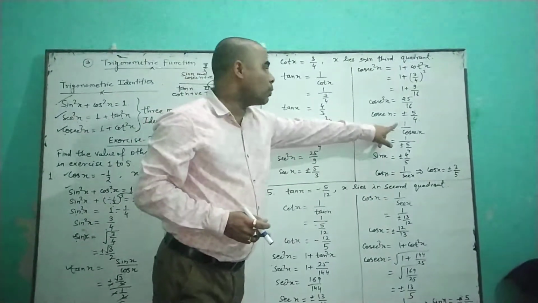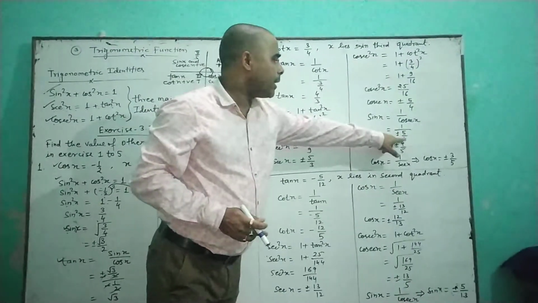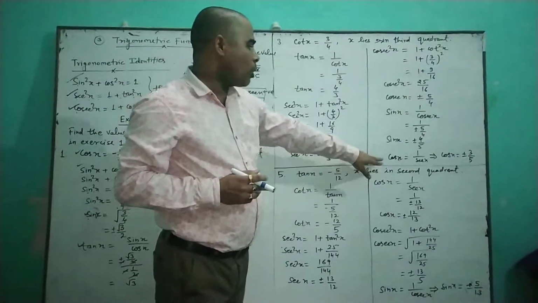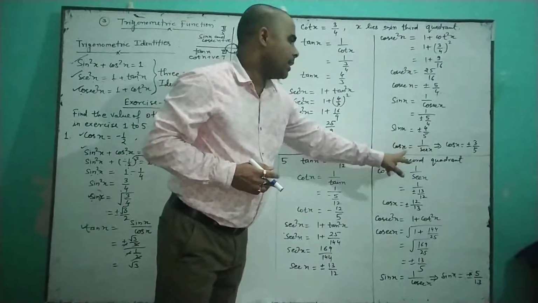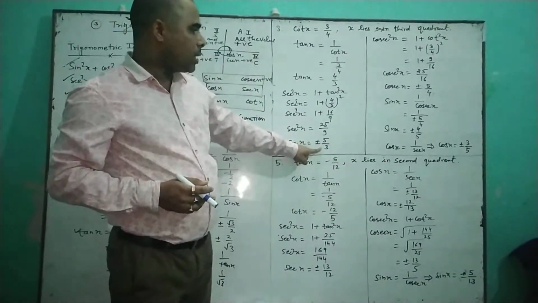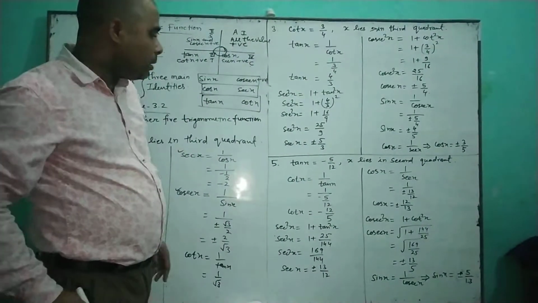Then sin x is equal to 1 by cosec x, and the value of cosec x is plus minus 5 by 4. We reverse it, so sin x is plus minus 4 by 5. And cos x is equal to 1 by sec x, which implies that cos x is, with sec x being plus minus 5 by 3, reversed, plus minus 3 by 5.